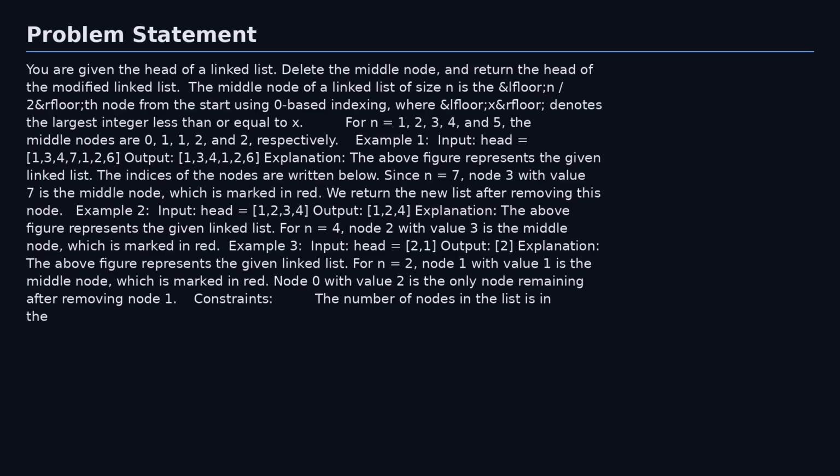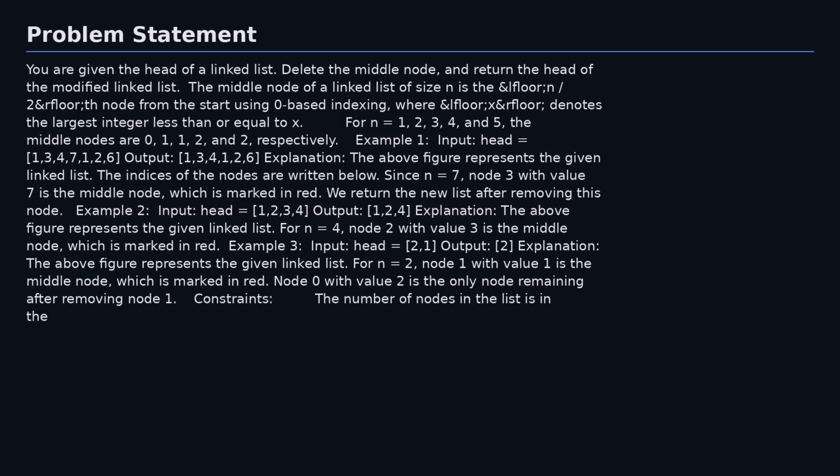This might seem straightforward, but there's a catch. We can only traverse the linked list in one direction, which means we can't just find the middle node and delete it. We need to come up with a clever solution to solve this problem. So, let's talk about the intuition behind this solution.